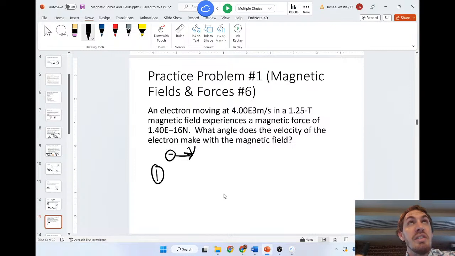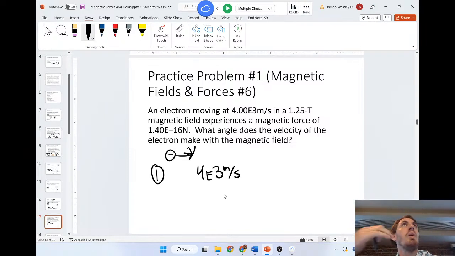Step 1, what is given? If you're looking at this and you have no idea where to begin, just match the units to the variables. That's always a great place to start if you're stumped. It's moving at 4 times 10 to the 3 meters per second. There is only one variable that goes with meters per second. It's velocity, how fast it's moving. Meters per second is always velocity. So without even knowing how to do this problem at all, I can do that.